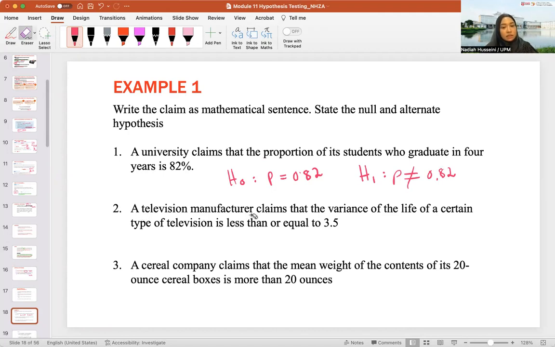Number 2, a television manufacturer claims that the variance of the life of a certain type of television is less than or equal to 3.5. Variance, so less than or equal to 3.5. Okay, so is this the null or is this the alternate? Why is it the alternate?